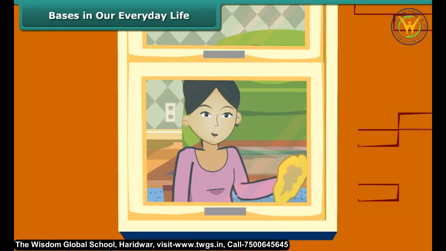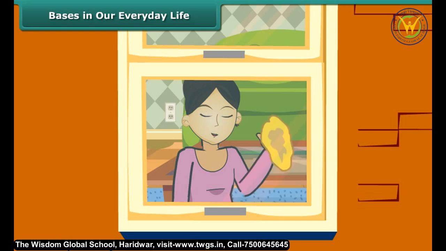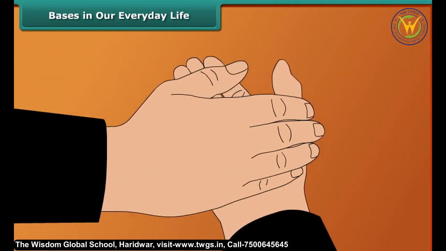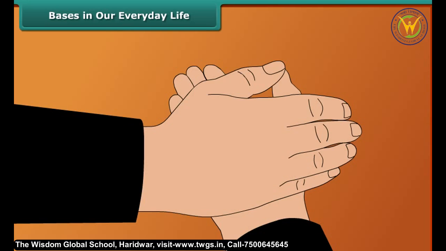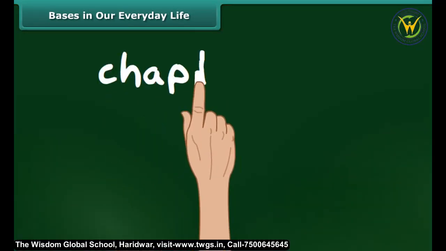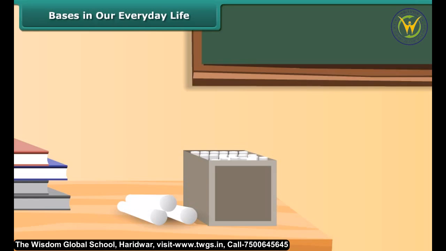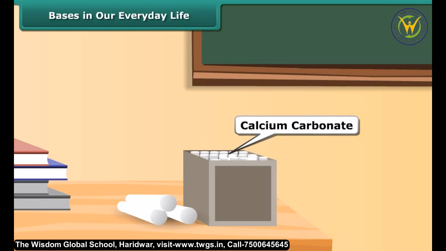When your mother cleans the window, put a drop of the solution she is using on your palm and feel it. You will feel slippery on your palm. This is because cleaners are made of ammonium hydroxide, which is a base. We use chalk in schools for writing on the blackboard. Is it a base or an acid? Chalk gives a basic solution when dissolved in water. It is called calcium carbonate chemically.